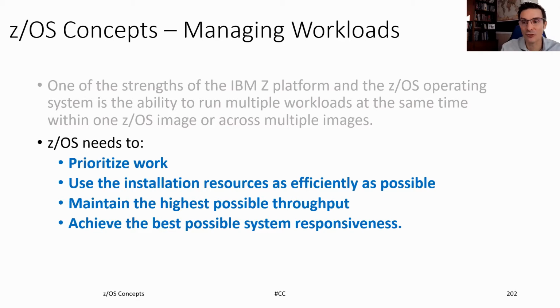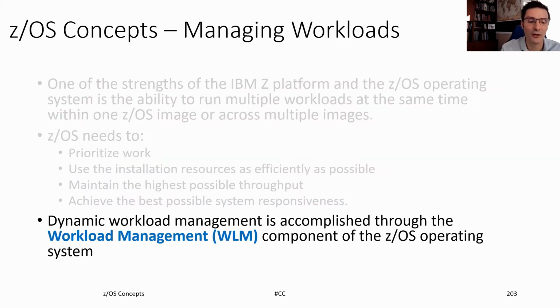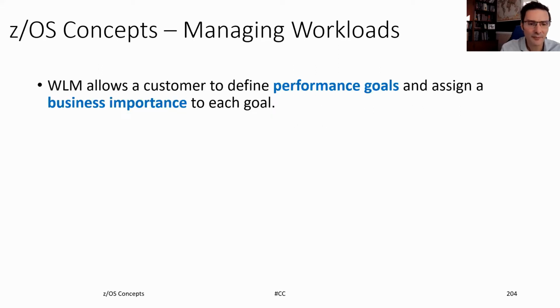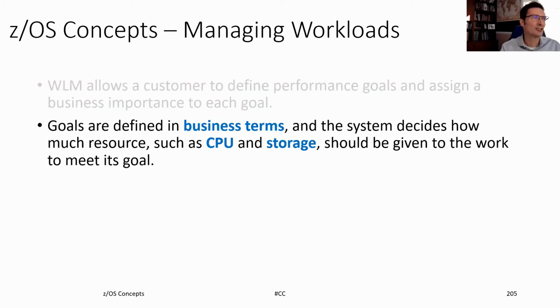And the magical component that makes all that happen is something called workload management, or as most people refer to it, WLM. And WLM allows you to define performance goals. You can assign a business importance to it. And so I can actually now say how much CPU and storage should be given in order to meet a particular goal. So if my system is 100% busy, who am I going to give the resources to, and who am I going to make wait a little bit because they're not quite as important as someone else.